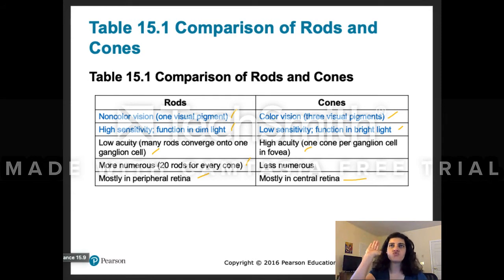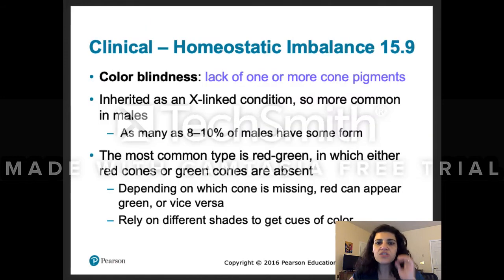The part that is right in the center, right of the back of your eyeball, that's where you have mostly cones. What is color blindness? When you miss one or more cone pigments, so specific types of cone photoreceptors are missing, and then you cannot see some colors. More common in men.